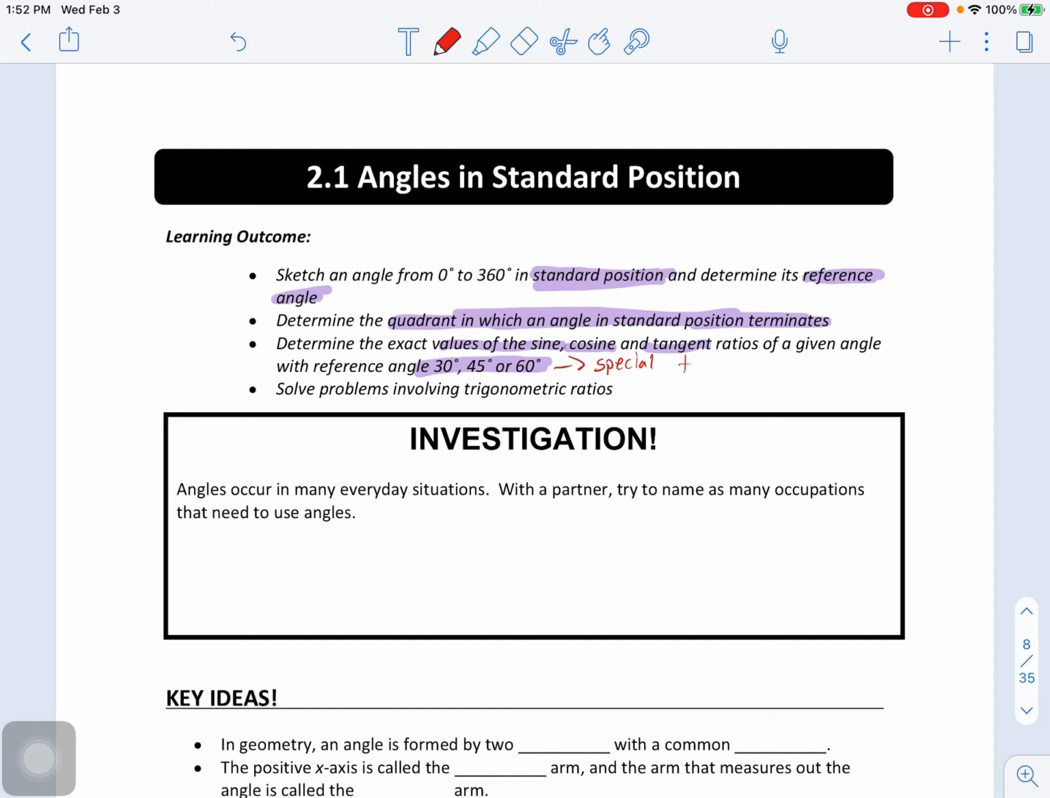Okay. These special triangles you do not have to memorize, you just have to know how to use. They will be given on your formula sheet. So if you don't have a formula sheet, please print that off.